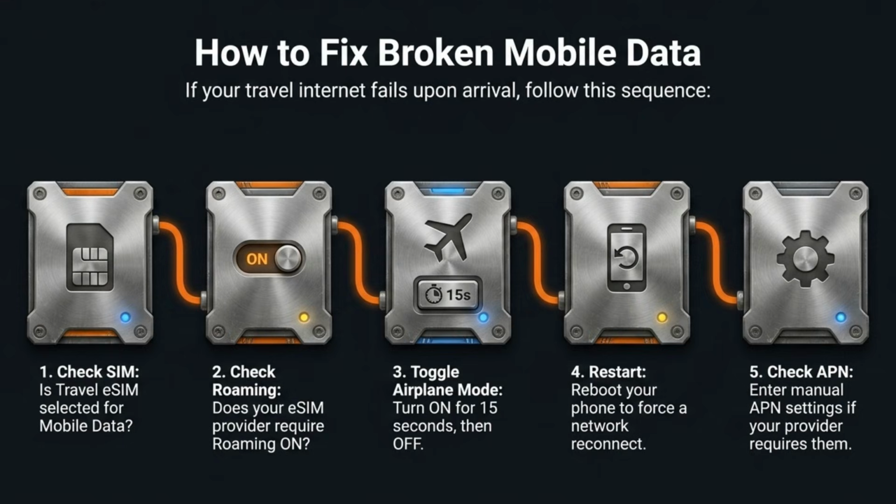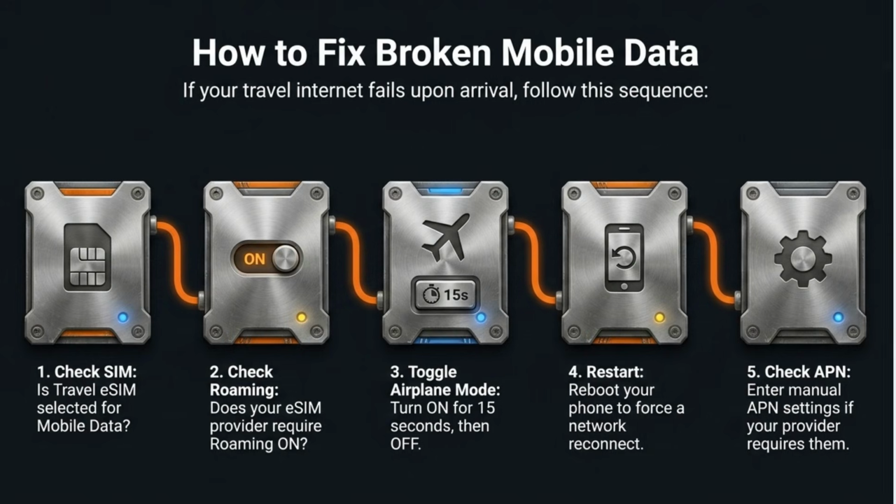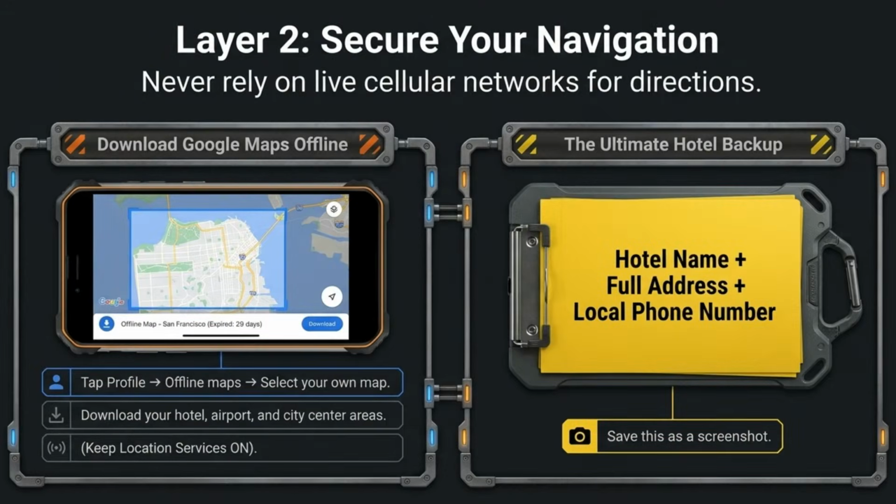If your mobile data fails upon arrival, try this. Ensure your travel eSIM is selected for data. Check if your provider requires roaming to be on, toggle airplane mode for 15 seconds, restart your device, or check your APN settings. Layer 2 is secure navigation.